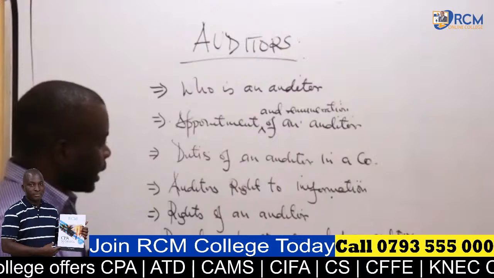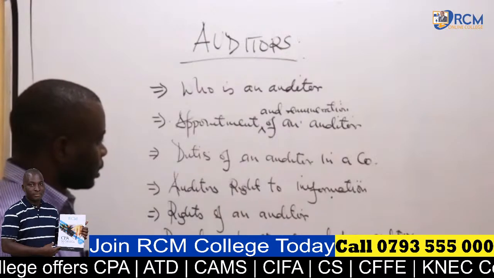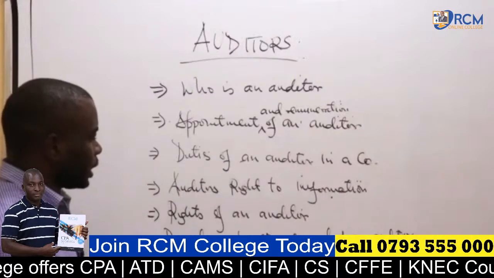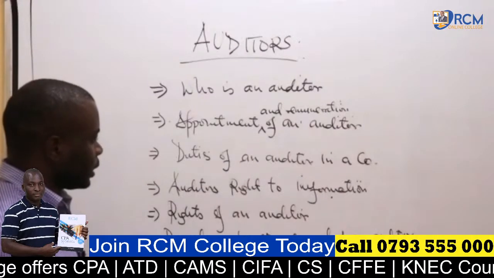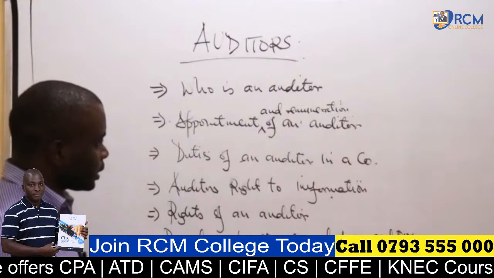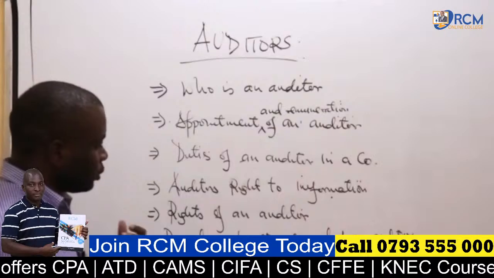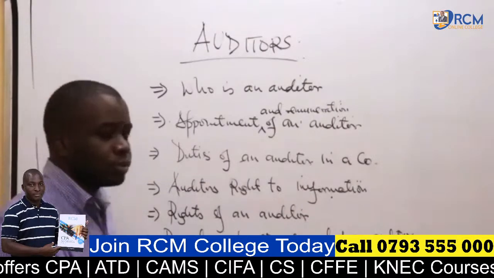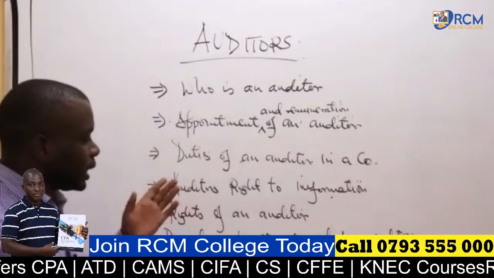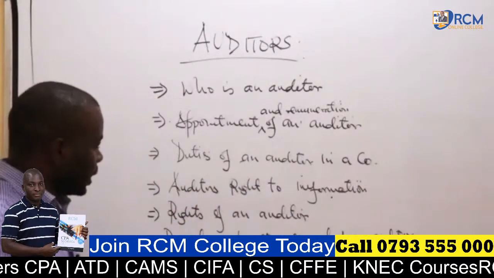So the auditor's right to information is very key. Then other rights of an auditor in a company. Of course, we are saying the major right is to access the information in the company, but he has other rights in the company. For example, you must pay an auditor once you appoint him as an auditor of the company. So that is a right. We'll see other rights that he is able to enjoy.